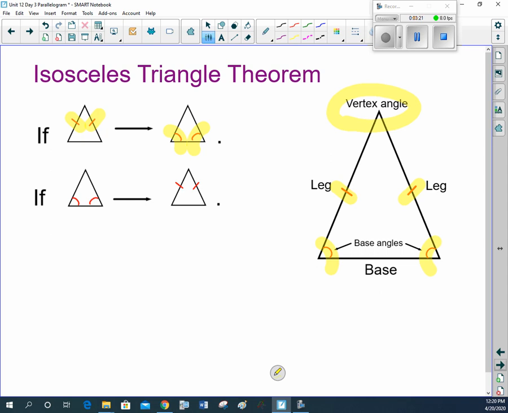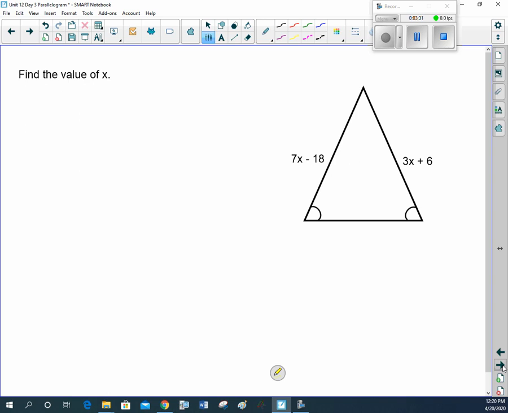And the converse is also true. If you know the base angles are congruent, then the sides are congruent and it's isosceles. By this marking right here, this is marked and this is marked, so that tells me base angles are congruent, so then I know that these sides are congruent. So if I want to figure out what x is, I would just say 7x minus 18 equals 3x plus 6. Combine my like terms and solve it for x. So x equals 6.